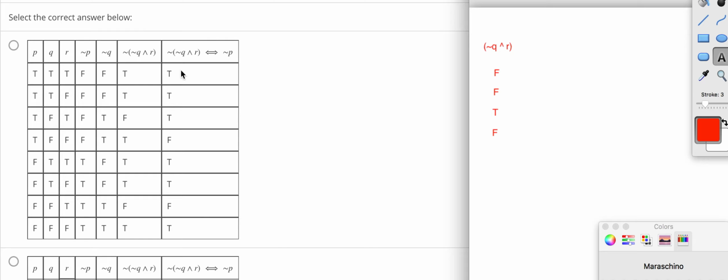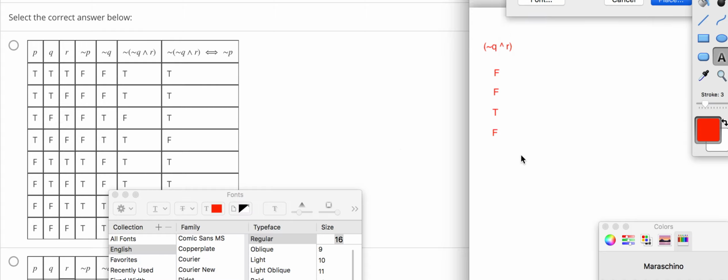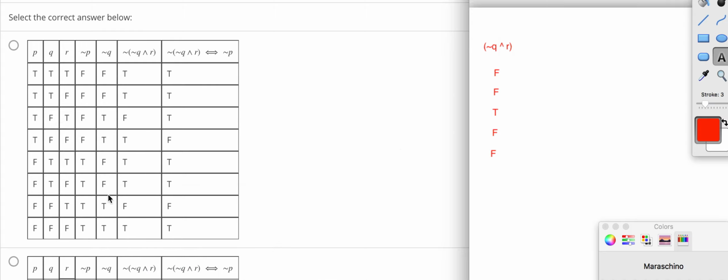Probably easiest to write this out by hand too. If you write down your whole truth table, that'll be easiest to select the correct answer. So the negation of Q and R, that's false, true. They're not both true, so we got to put a false for the fifth row. Okay, false, false. They're not both true, which is what that and operator says. So we got to put a false there.